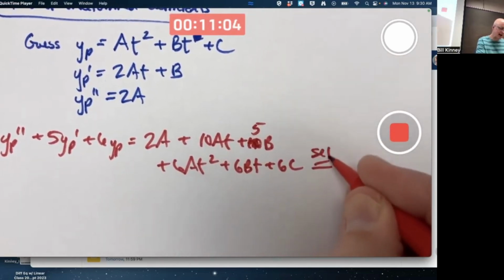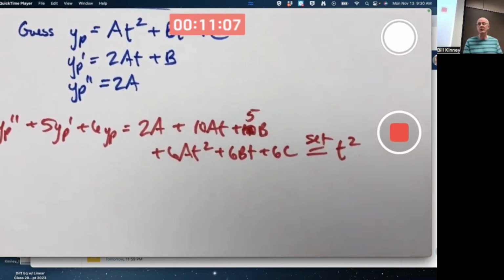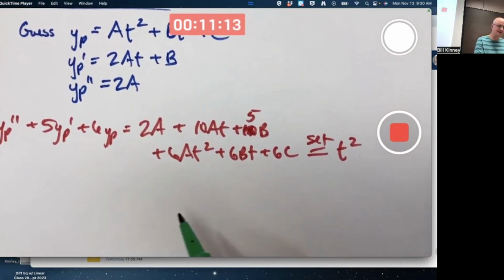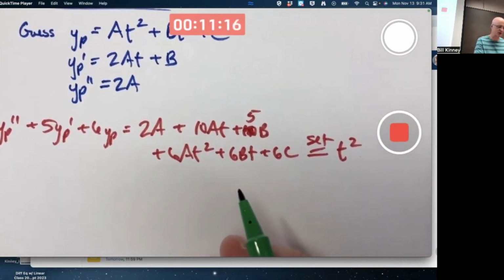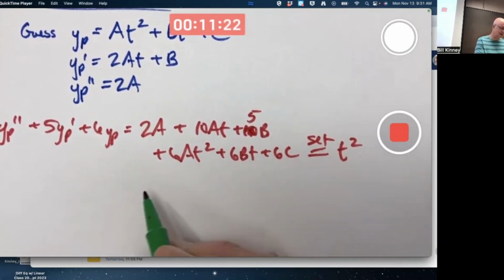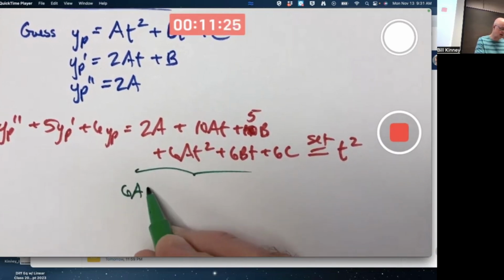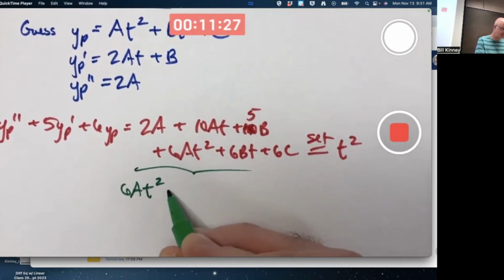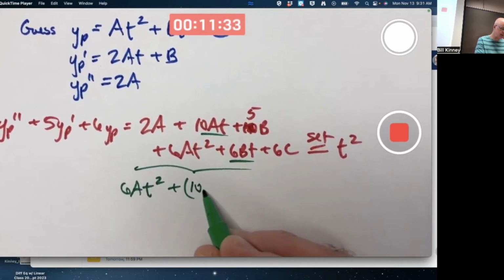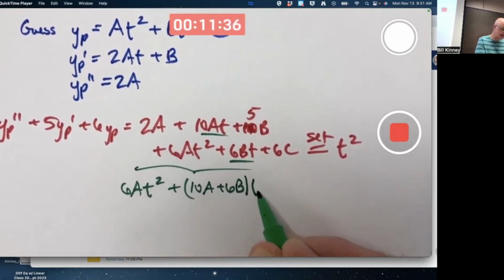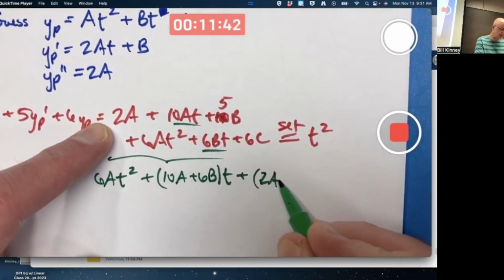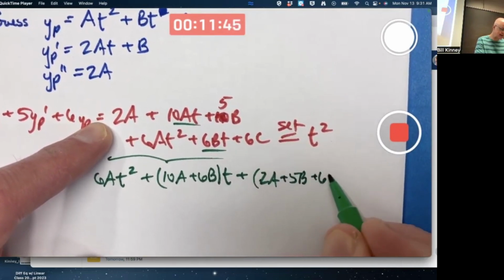Set this equal to the right-hand side, t squared. You want this to be equal no matter what t is. The only way that's going to happen is if the coefficients of t squared, t, and the constant term match the coefficients over here, which would be 1, 0, and 0. The t squared term over here has a coefficient of 6a. The t term has a coefficient of 10a plus 6b. And the constant term is 2a plus 5b plus 6c.